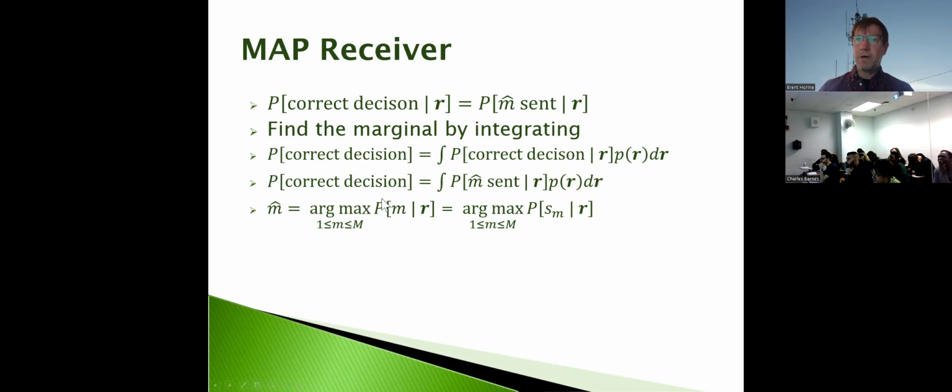So we can take a narrower focus on figuring out the argument M that maximizes this integrand, right? And then we know that there's a one-to-one relationship between M and S sub M. So really we can write that we want to choose our estimate M hat to be the M that maximizes this probability given R.